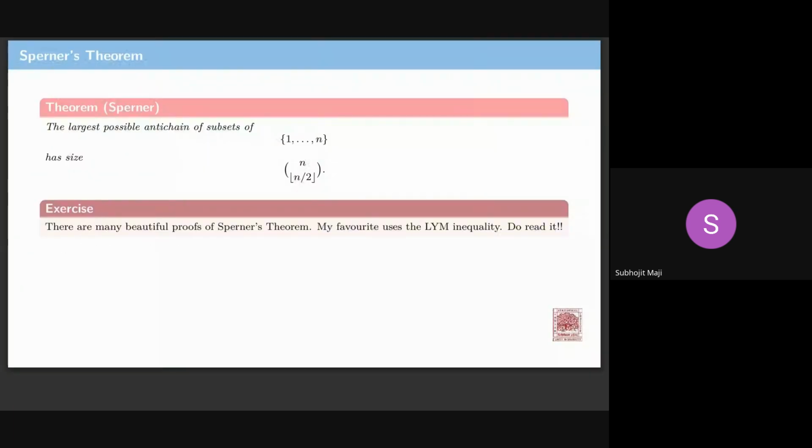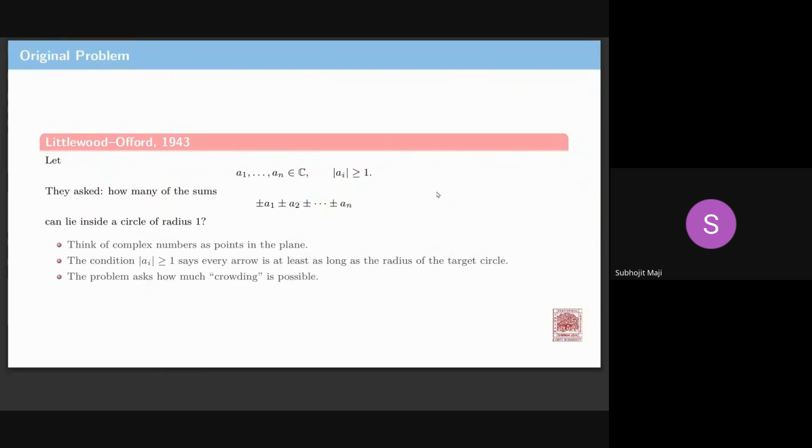Now, moving back from Erdős to the problem of Littlewood and Offord. So is the screen visible or is it black? Okay. Is it visible? Yes, now it is good. Okay. So now moving back to Littlewood and Offord. Erdős showed that it is good enough if the numbers are on a real line, right?